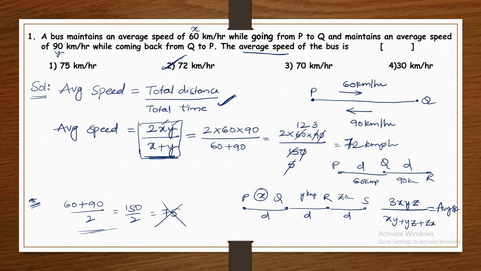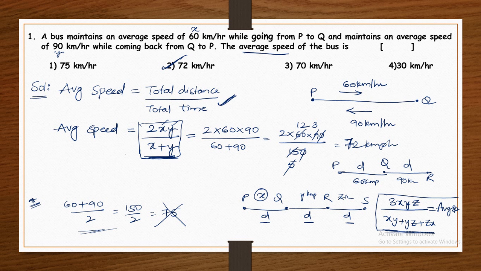So if only 2 speeds are given, then you need to make use of this formula. If 3 speeds are given, then you need to make use of this particular formula. Here x, y, z are nothing but the speeds at 3 intervals, right? And here you need to remember that the distances should be the same. So then only we can apply this particular formula, right?